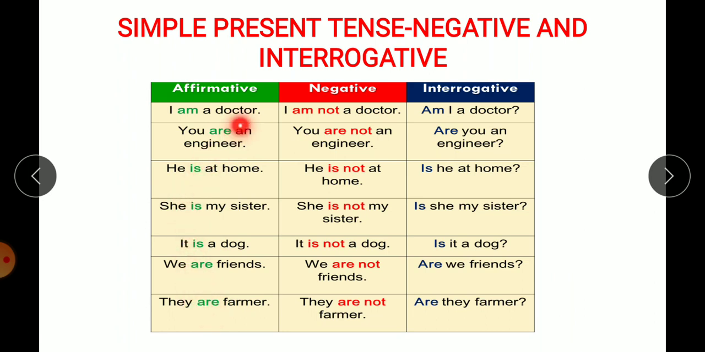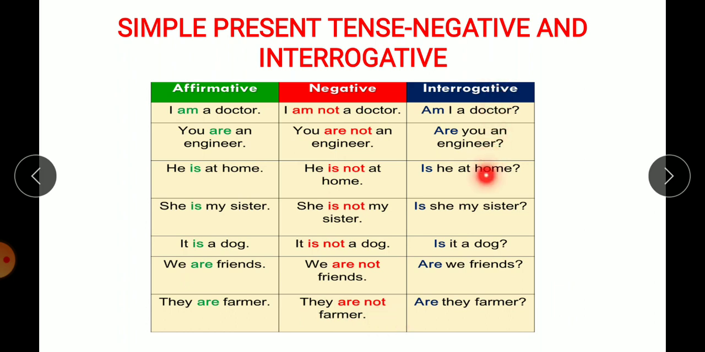अब जब हम negative sentences frame करते हैं तो हम इन verbs के बाद not लगा देते हैं. Now see the red portion that is highlighted. I am not a doctor, you are not an engineer, he is not at home, she is not my sister, it is not a dog, we are not friends, they are not farmer.